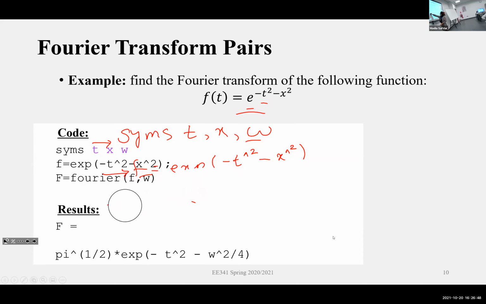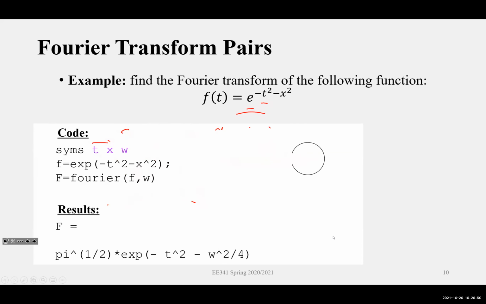So it's written here. Always, when you find the Fourier, you have to write omega, not t. Fourier of f with omega. With your omega, define omega. Yes. So done.